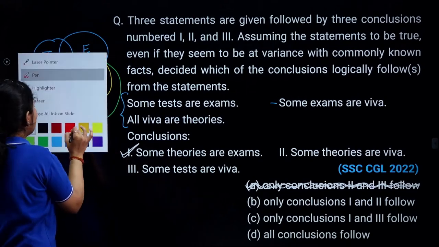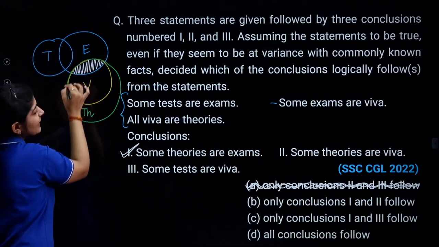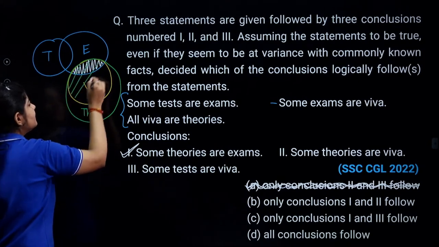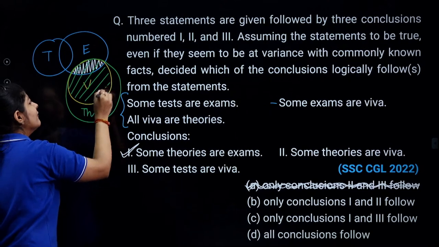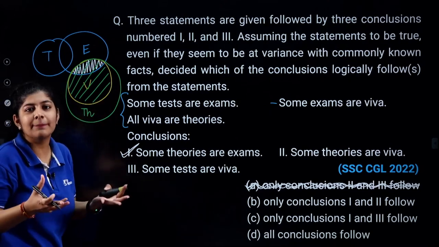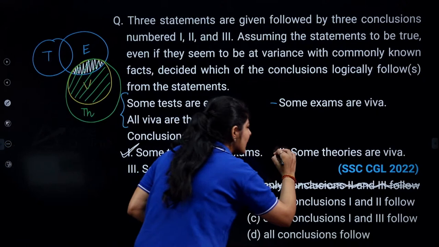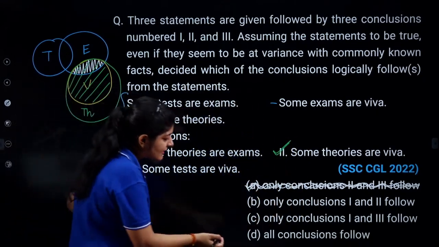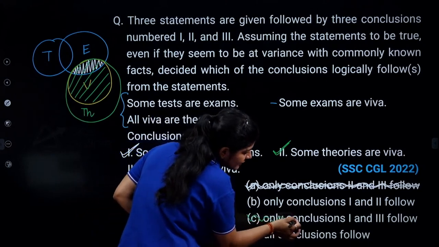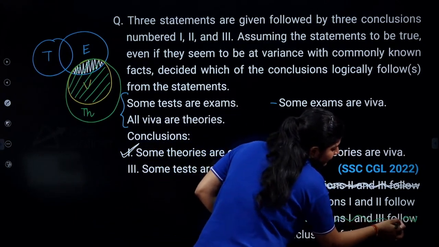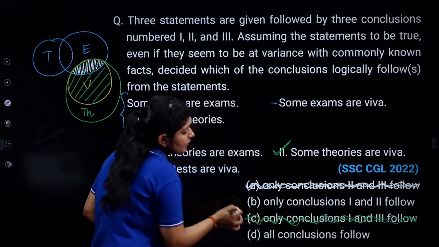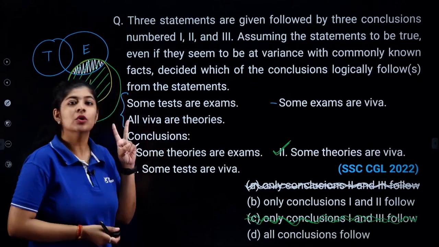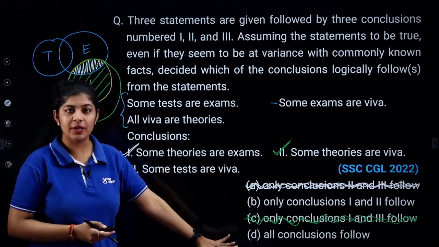Yes. We can say that. How? Because the some part of theory which is covered by viva is basically nothing but a part of theories. So basically this one is also true. If the second conclusion is also true, then we can easily eliminate option C, because in this one the second conclusion is not mentioned. Now we are left with just 2 options: option B and option D.